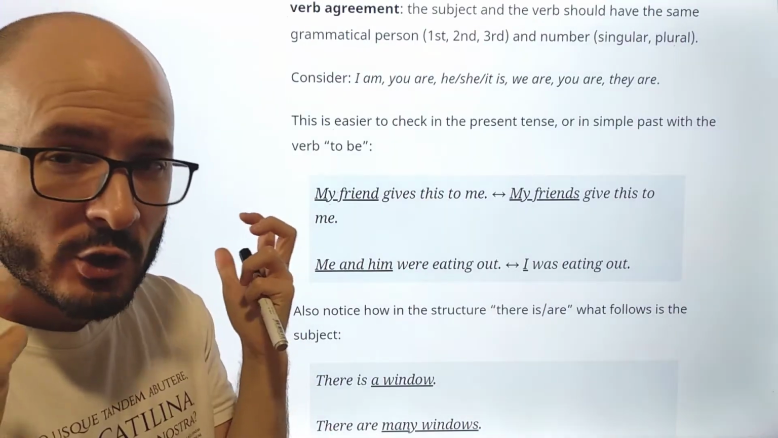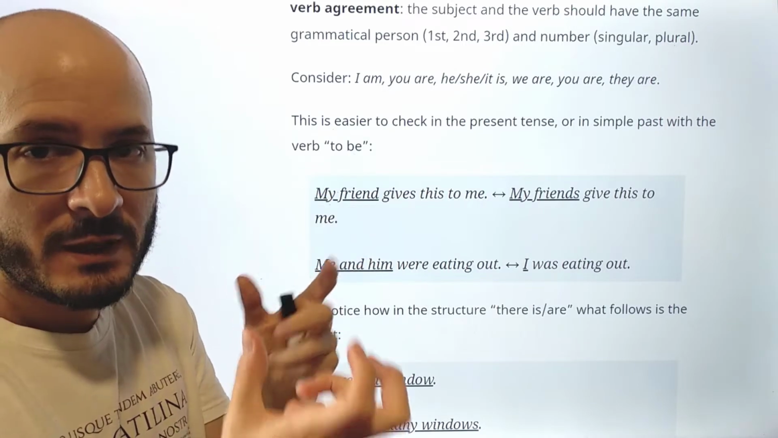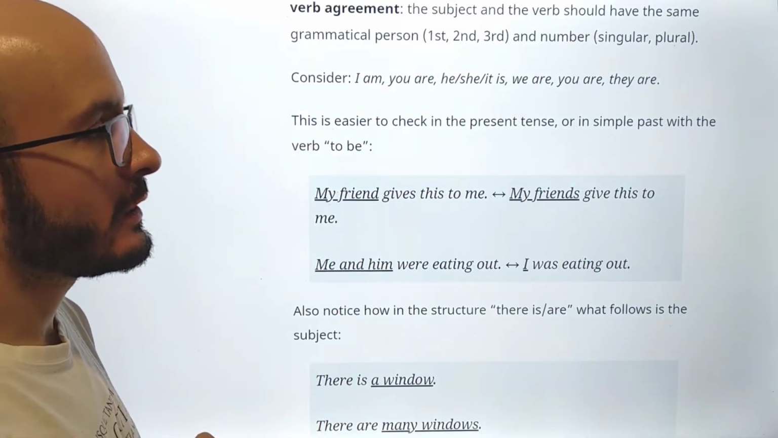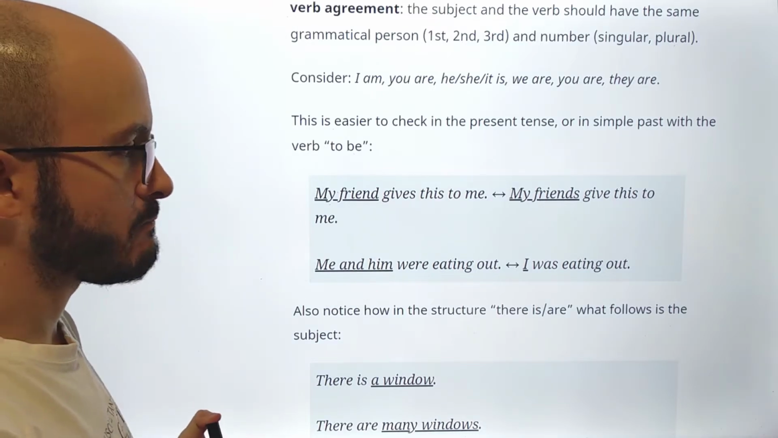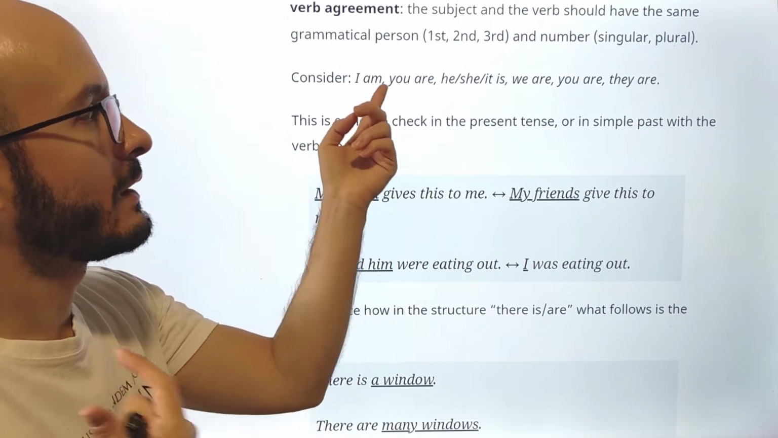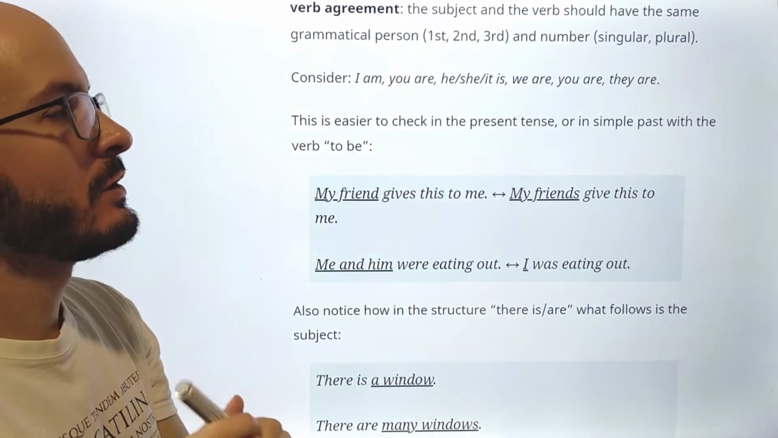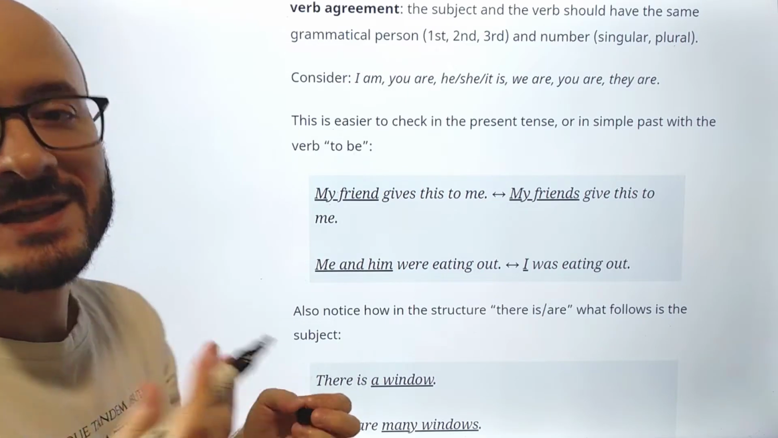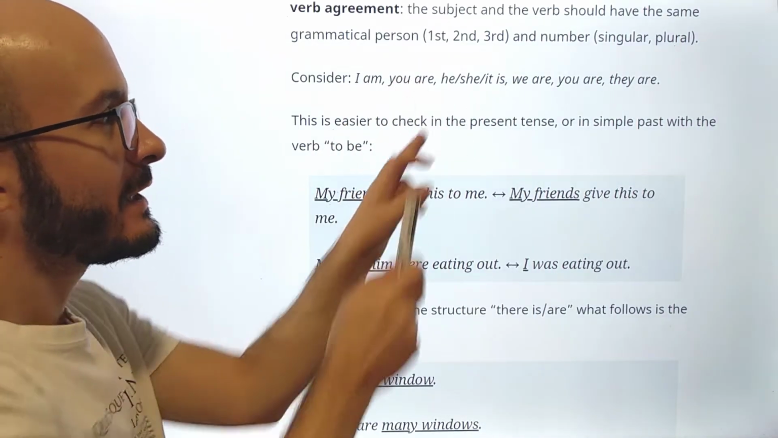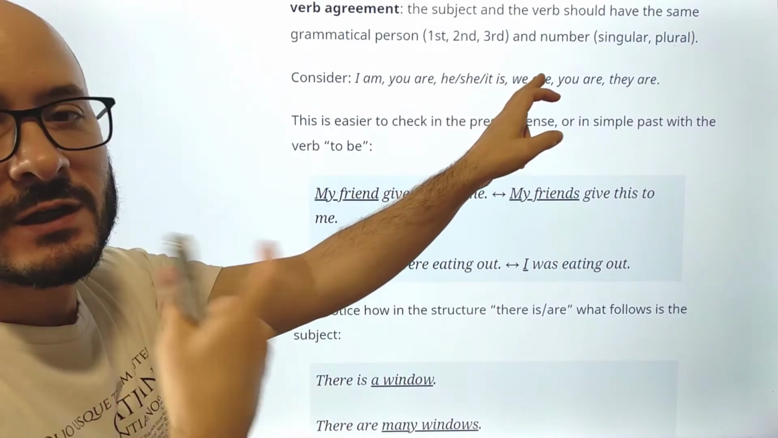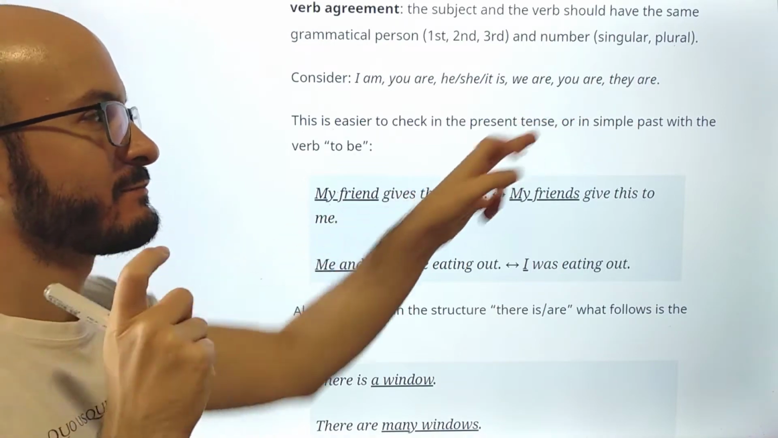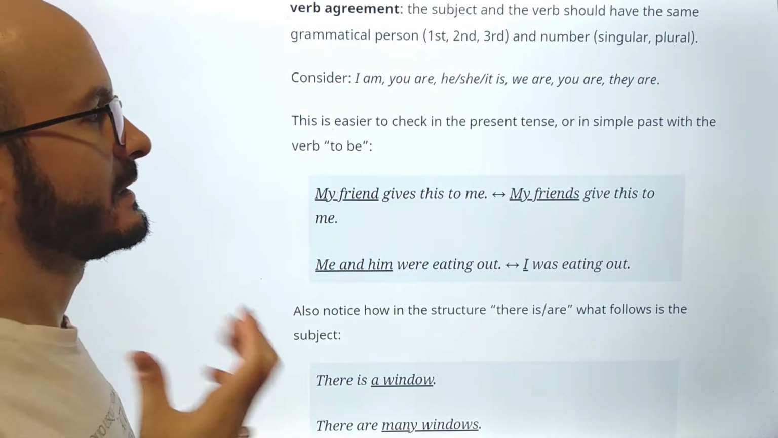So that's the concept of subject-verb agreement. This is easier to check in the present tense or in simple past with the verb to be, because you see that in the verb to be there are many forms. But for example, with the verb eat, it would be I eat, you eat, only he eats, but then we eat, you eat, they eat. So you see that in English this is not very easy to use.